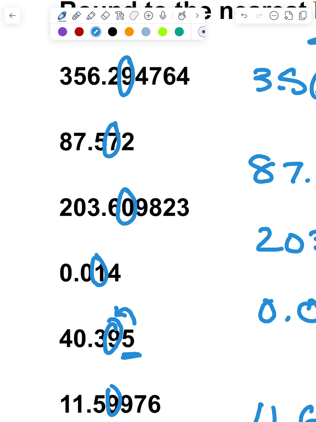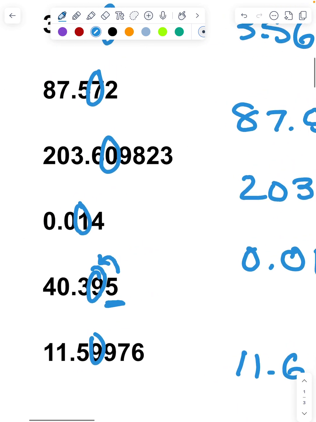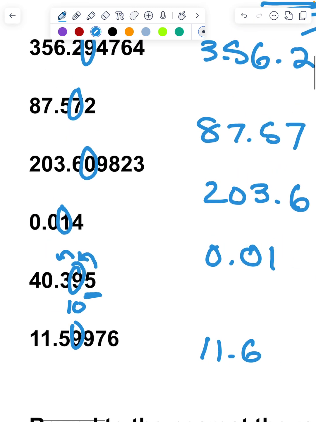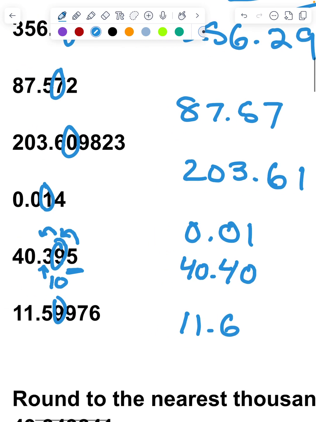If I look, there's a 5 that comes after the 9. What should we round the 9 up to? What comes after 9? Well, 10 comes after 9, but we can't put a 10 there. So really what happens is we take that extra point and give it to the 3. To make that 10, we're going to add 1 to the 3, and then we'll have a 0. So this is 40.40.